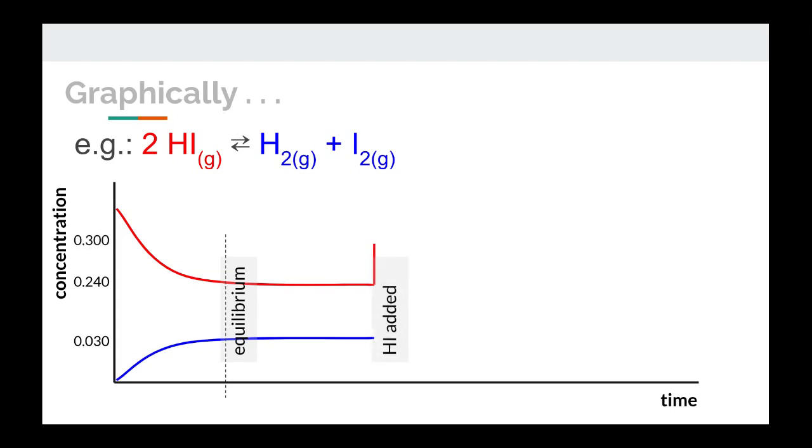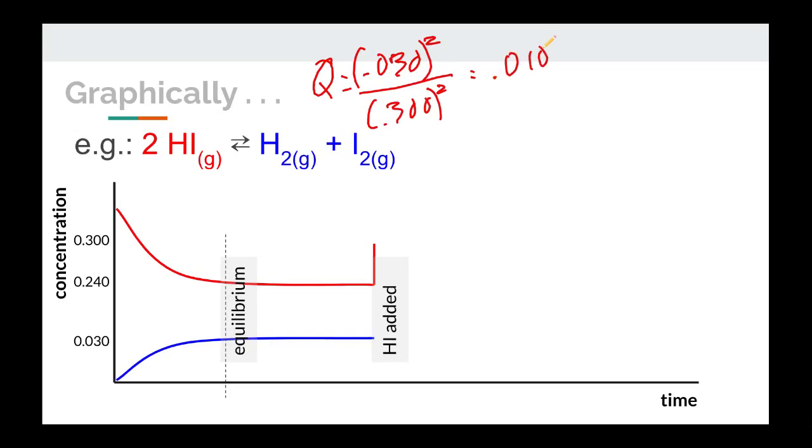So we're coasting along here at equilibrium, and then at this point we add some HI. So the concentration of HI is going to spike upwards, and then at this point let's calculate what is Q. Q is going to be, this is still 0.030 for both H2 and I2, but now in the denominator we have 0.300 squared. So Q is now 0.010. But Kc, remember, was 0.0156. So what's happened is Q is now smaller than Kc.